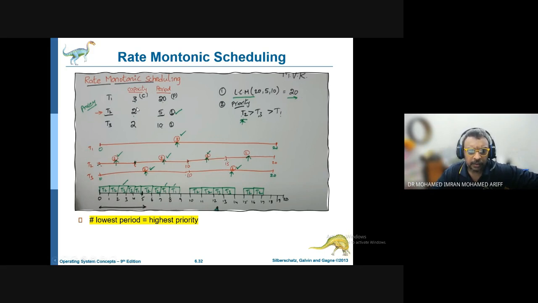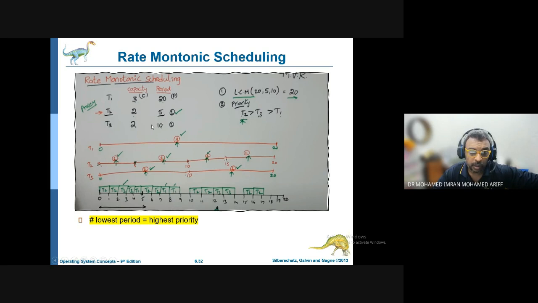So for example, in this line of 20, every 20 seconds, T1 will run 3 only. Stop. In this 20, for every 5, process 2 will do 2, 2, 2, 2. For process 3, in this 20, it is divided into 10, so every 10 it will do 2, 2, 2, 2. So before you draw the diagram below, you first have to determine the priority.